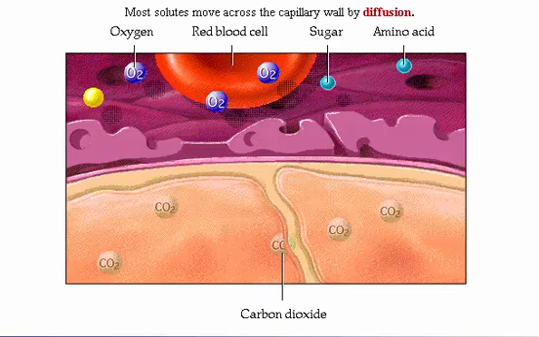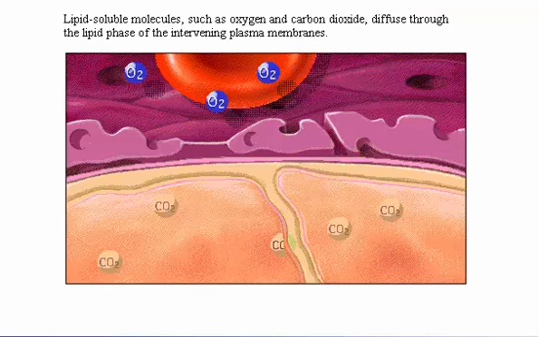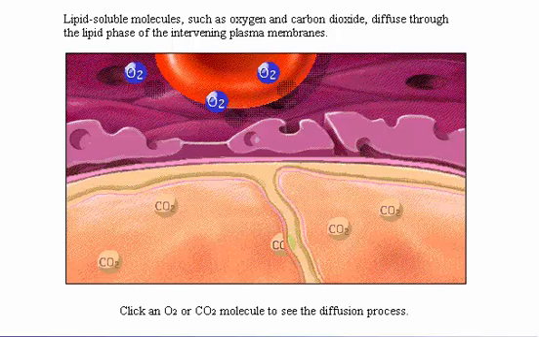Most solutes move across the capillary wall by diffusion, which is the movement of solutes from an area of higher concentration to an area of lower concentration. Lipid-soluble molecules, such as oxygen and carbon dioxide, diffuse through the lipid phase of the intervening plasma membranes. Click on an oxygen or carbon dioxide molecule to see these gases moving across the blood vessel wall.